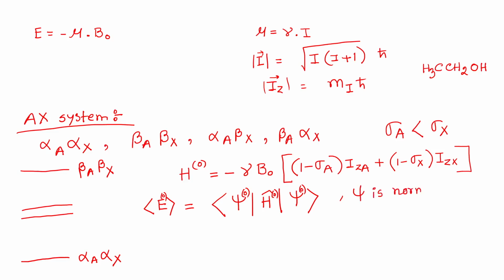If it is not normalized, then you would have to use a normalization factor, but we will assume that for our case they are normalized, so I am not writing it. We are going to get the energy for each of the states and decide where they are and which transitions are possible. So let us do that. The first state is alpha A, alpha X.